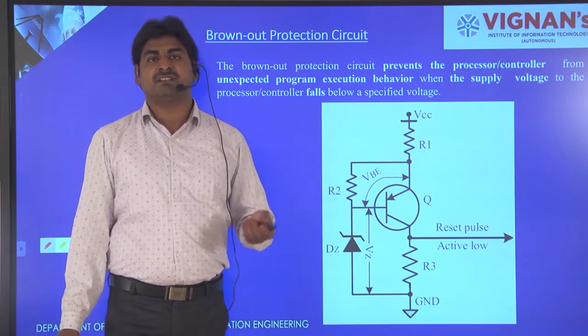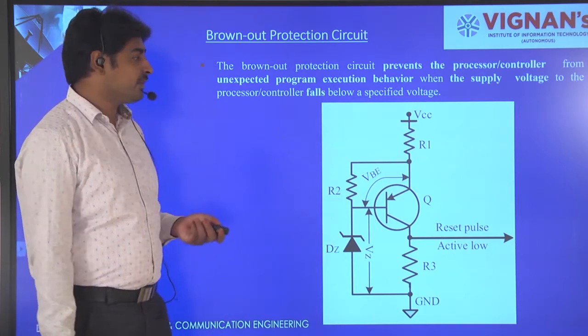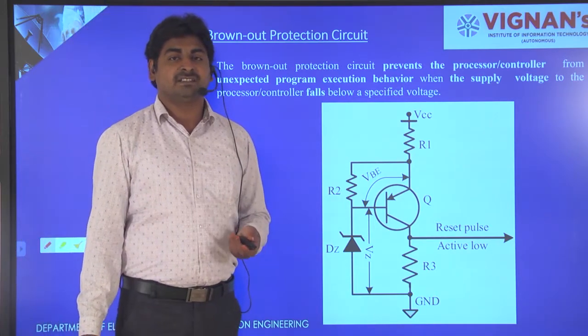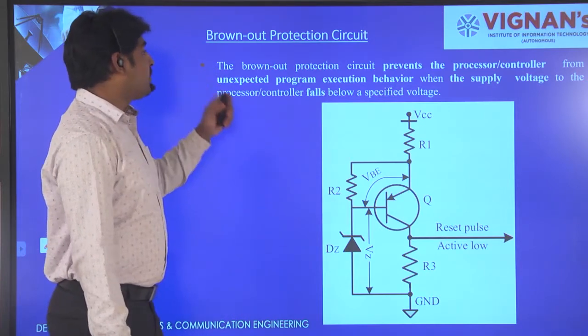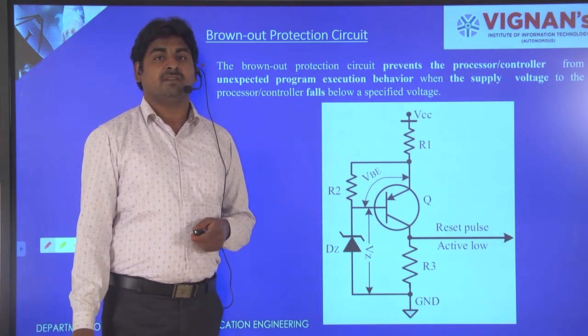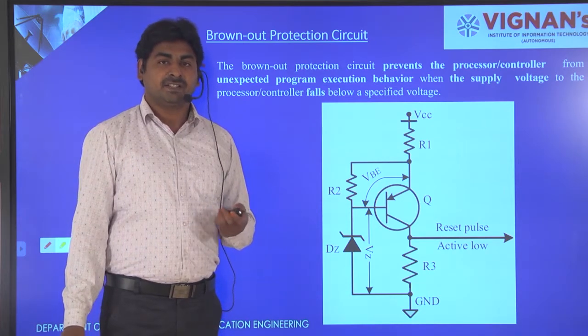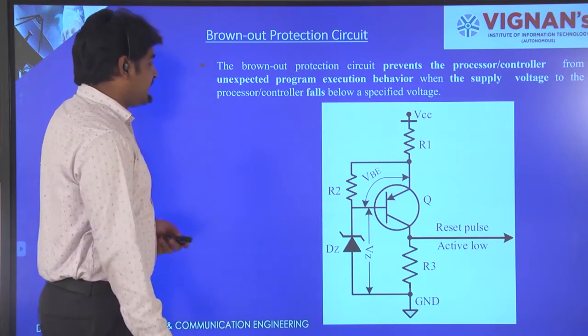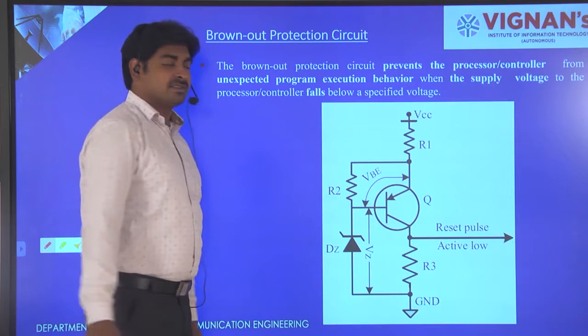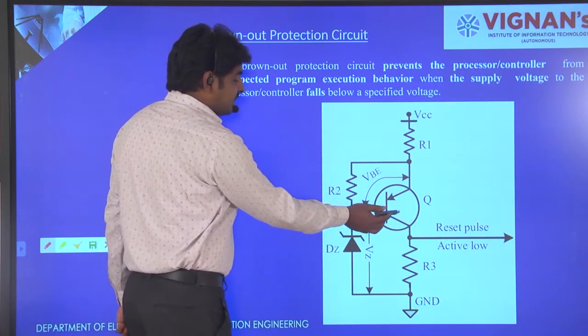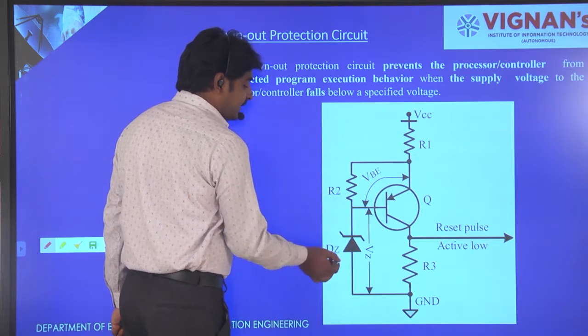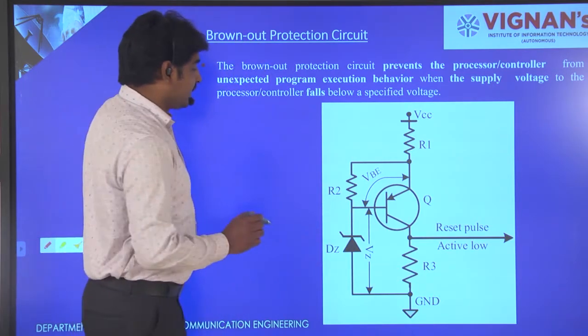You cannot give 4 volts or 3 volts, because the minimum voltage requirement in this example is 5 volts. So during those conditions, the brownout protection circuit will cut off the power supply, protecting the embedded system. And this is the brownout protection circuit. Here is your power supply, and it consists of a transistor, a resistor, and a Zener diode.